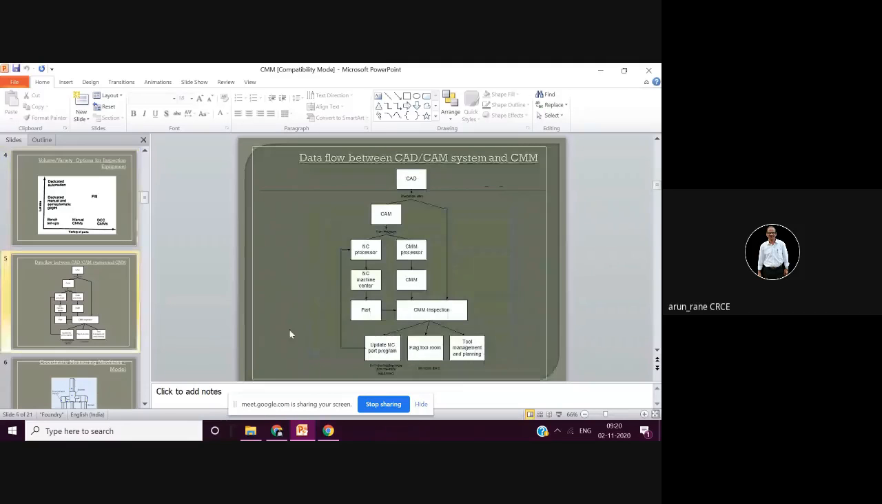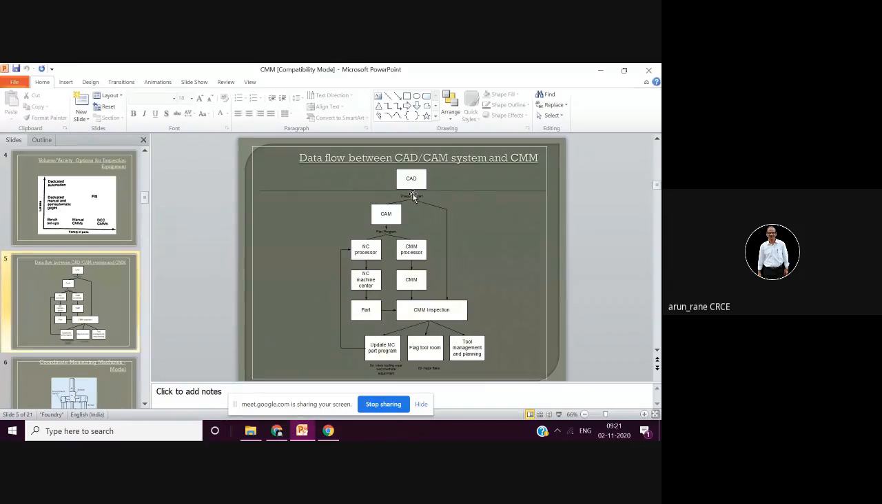This is how the data flows between your CAD-CAM system and CMM. You have a CAD, then CAD generates the CLSF file with the help of the CAM. This CAM stands for computer-aided manufacturing, and it is not computer-aided machining. In this you have the NC processor, so you can generate your NC code files. At the same time, you can generate a program which goes for your CMM, that is coordinate measuring machines. And then CMM can do the inspection.